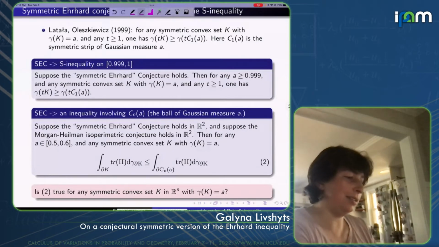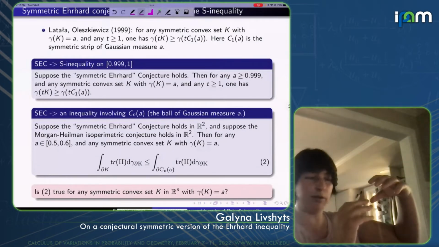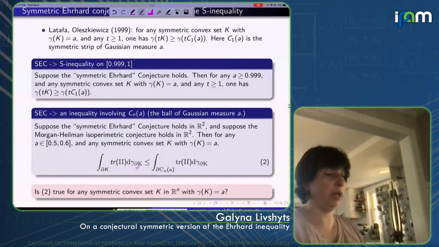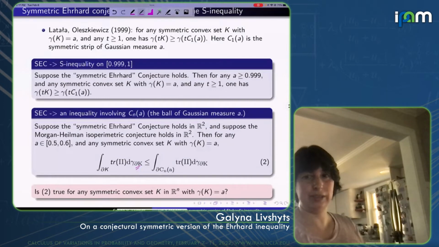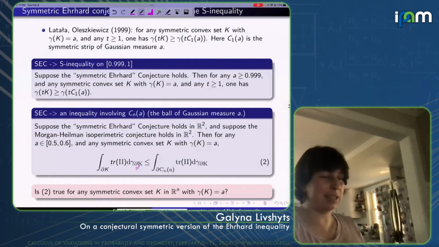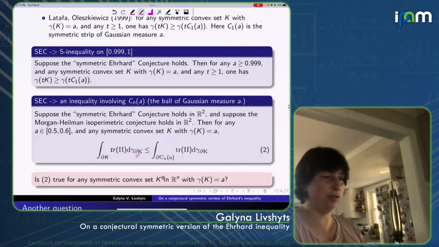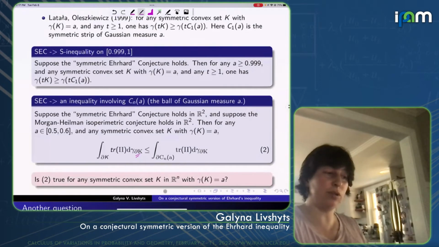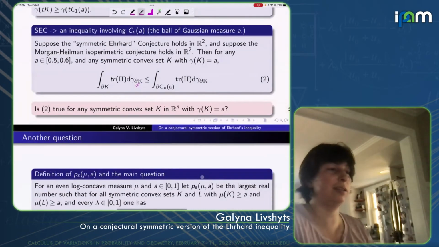The average of the mean curvature, the trace of the second fundamental form on the boundary with respect to the Gaussian measure, would be maximized on a ball. It's kind of curious. I don't know if it's true or false. Maybe it's actually false, and that way one could show that both of these conjectures cannot hold at the same time. Or maybe one can show that it's always true. I don't know. Again, it's a curious question.